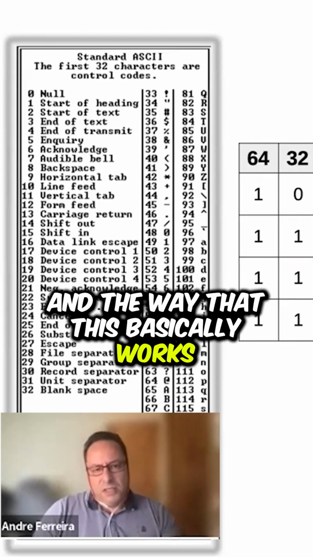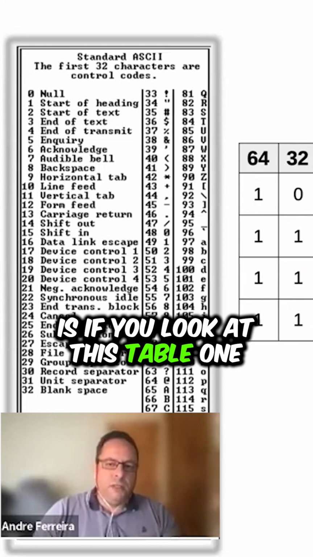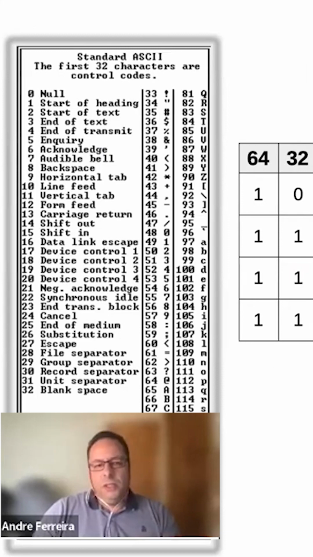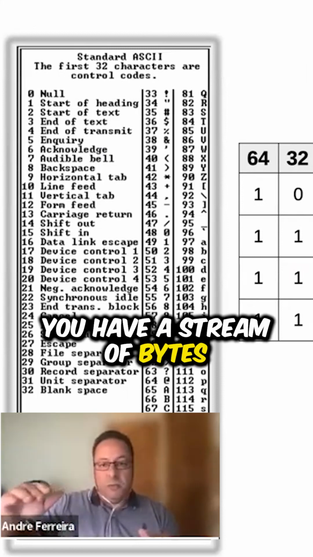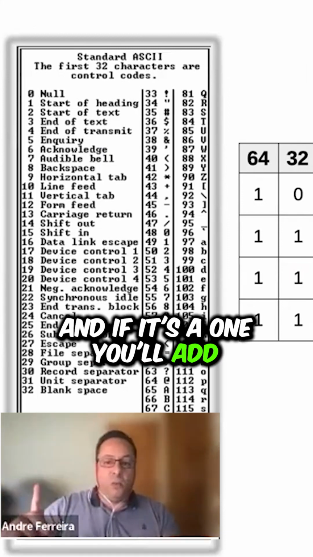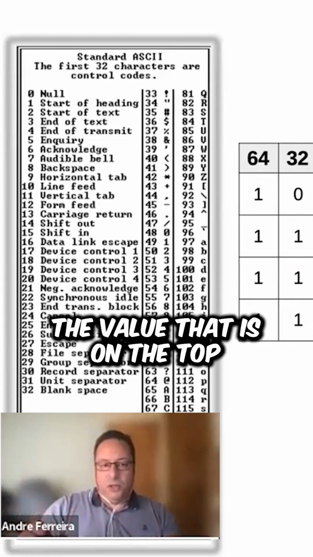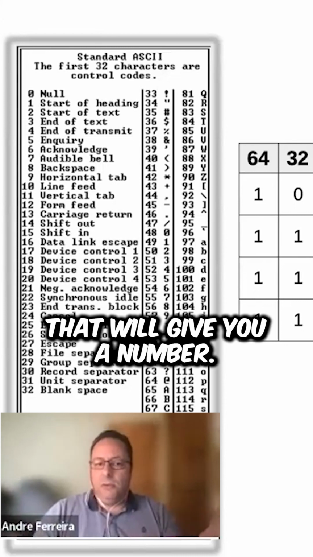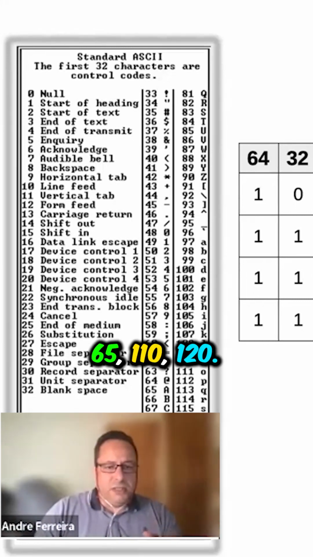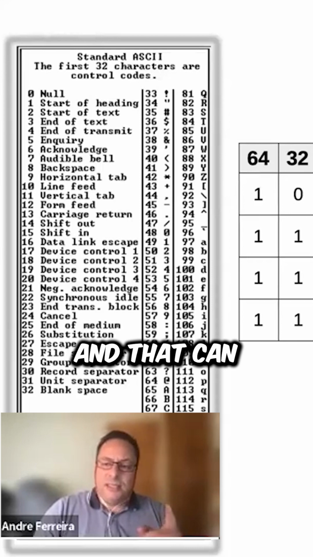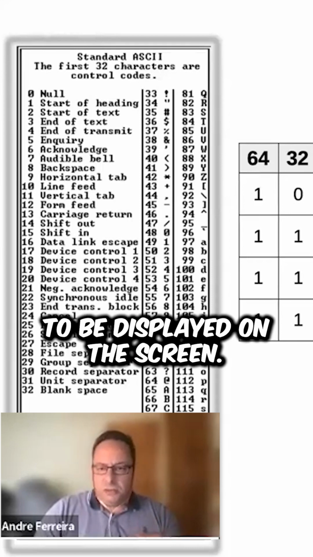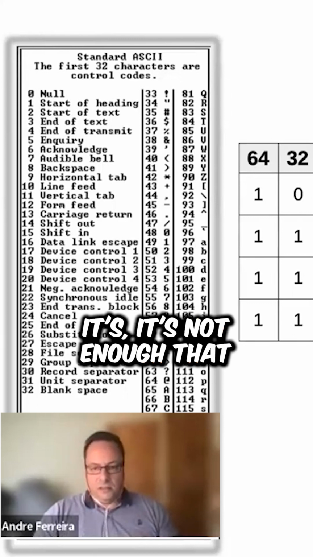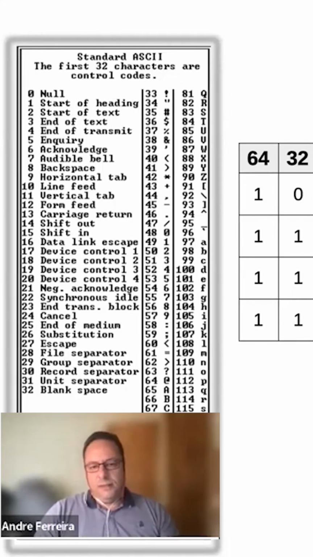And the way that this basically works is, if you look at this Table 1, from the first row where you have 64, 32, 16, and so on, you have a stream of bits, so you have like 7 bits, and if it's a 1, you add the value that is on the top, and when you sum them all together, that will give you a number, 65, 110, 120. And that can then map to a character to be displayed on the screen. I stress again that US-ASCII is not 8 bits, it's not an octet, it's 7 bits.